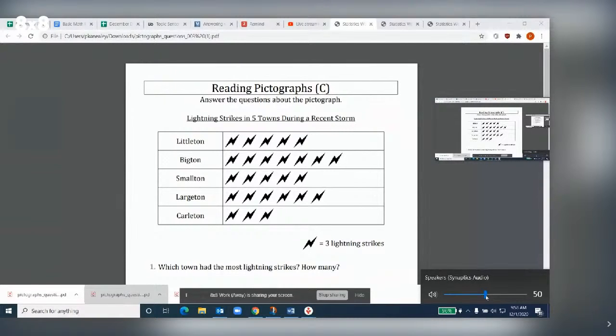Hey guys, welcome to Basic today. Sorry about yesterday, we were having some technical difficulties, but we're going to continue to work on these picture graphs that I posted yesterday.